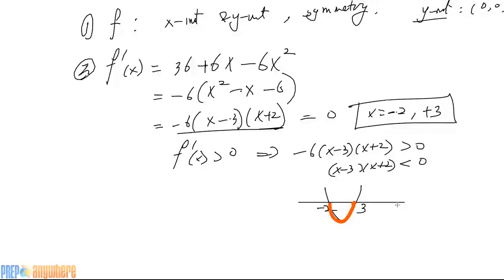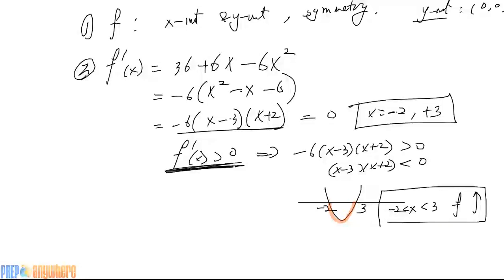That means when x is between negative 2 and 3, the function is actually increasing. So this is the solution to this question right here. In that region, it's increasing. So the critical numbers are negative 2 and 3. Let me try it here: negative 2 and 3, it's increasing here.